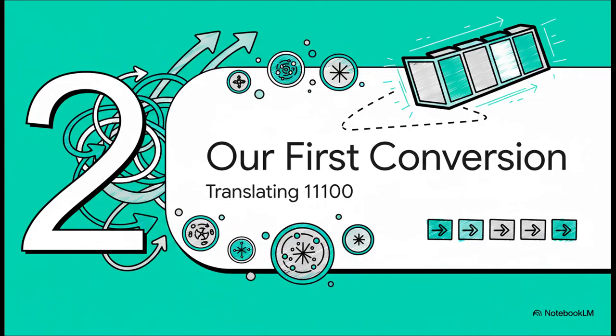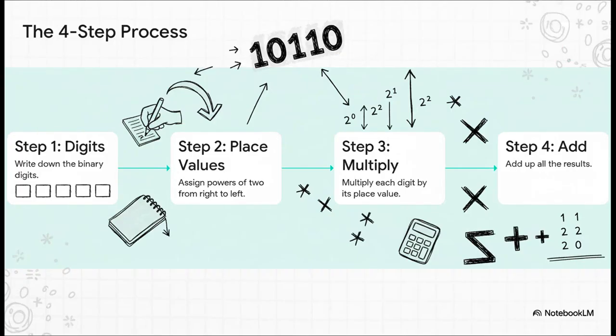All right, theory's over. Let's put this into practice. We're going to go back to that number from the beginning, 11100, and translate it together step by step. Here's our 4-step recipe for success. It's super simple. First, we write down the binary number. Second, we line up the place values underneath it. Third, we do a quick multiplication. And fourth, we just add up the results. That's it. Let's get to it.